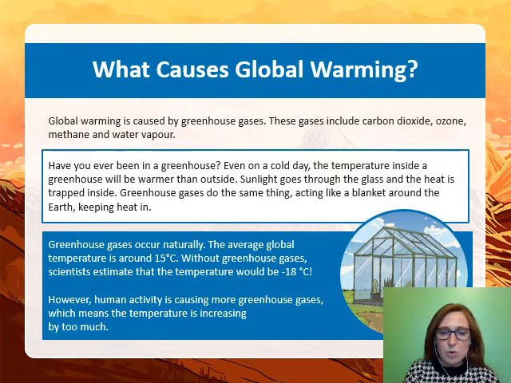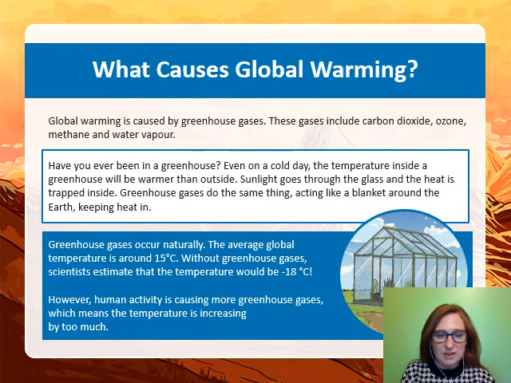However, there is more and more being put into the atmosphere around the Earth. Let's continue reading this blue box. Greenhouse gases occur naturally. The average global temperature is around 15 degrees C. Without greenhouse gases, scientists estimate the temperature would be about minus 18 degrees C. So without greenhouse gases, Earth would be too cold for us to survive. Plants wouldn't be able to survive, so we couldn't survive. However, human activity is causing more greenhouse gases, which means the temperature is increasing by too much.